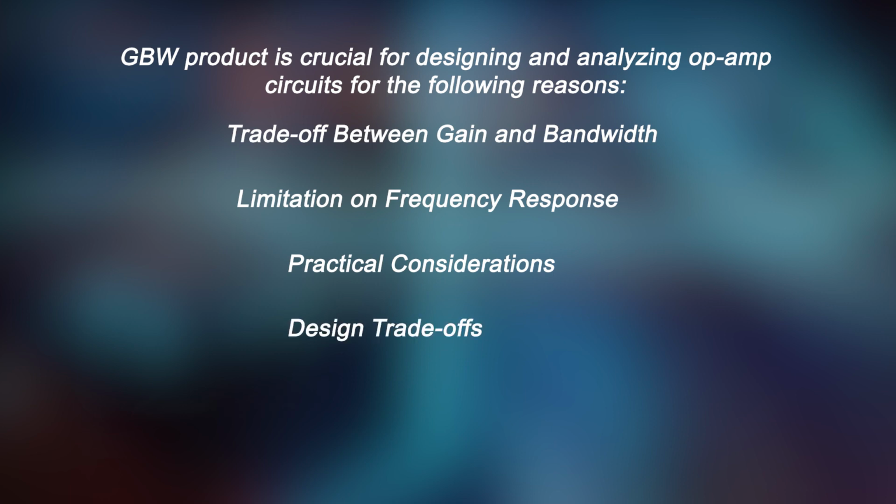Design trade off. When designing an op amp circuit, you often need to make a trade off between the desired gain and the required bandwidth. You may need to reduce the gain to achieve a broader bandwidth or vice versa. For example, let us consider the concept. Suppose you have an op amp with a gain bandwidth product of 1 megahertz. If you want to design an amplifier with a gain of 100, or 40 dB, you can calculate the bandwidth using the gain bandwidth product.